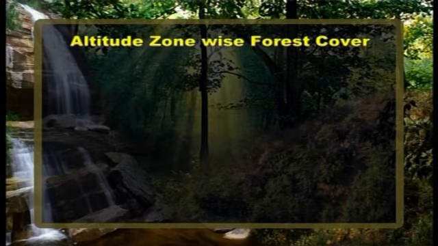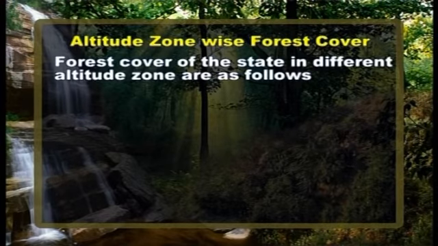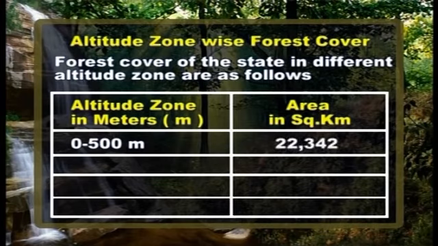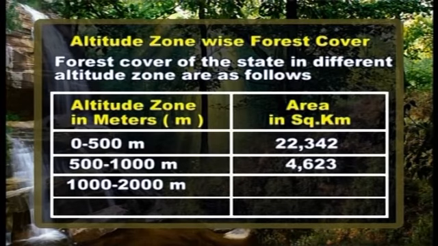Altitude zone-wise forest cover. Forest cover of the state in different altitude zones is as follows. 0 to 500 meters covers an area of 22,342 square kilometers. 500 to 1,000 meters area occupies 4,623 square kilometers. 1,000 to 2,000 meters area covers 727 square kilometers. Total zones cover an area of 27,692 square kilometers. Let us see the forest cover in different forest types available in the state of Assam.